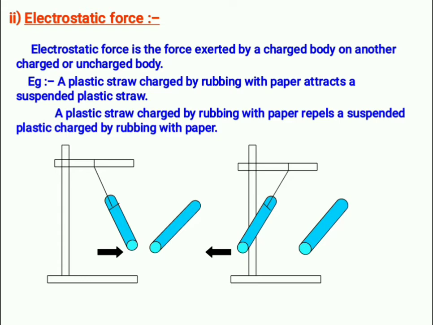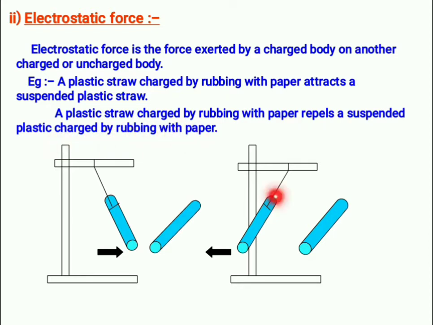So here also an example is given. See, a plastic straw charged by rubbing with paper attracts a suspended plastic straw. So this gets attracted. Next, you see a plastic straw charged by rubbing with paper repels a suspended plastic straw charged by rubbing with the paper.